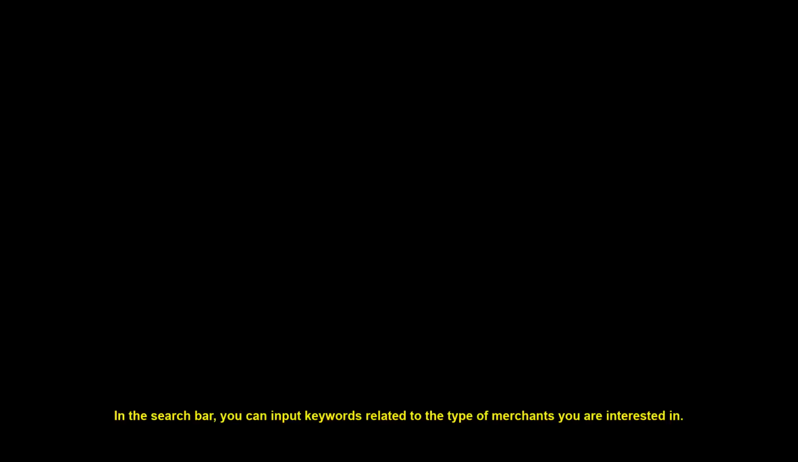In the search bar, you can input keywords related to the type of merchants you are interested in. You can also filter your search by category using the drop-down menu. Consider using the filters for commission rates or cookie duration for refined results. After setting your preferences, click the search button to generate your results.